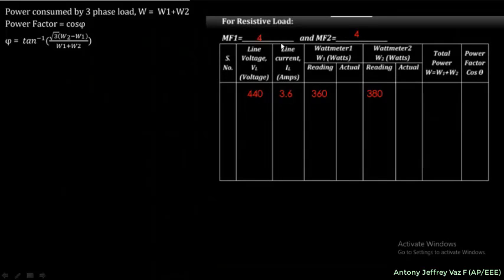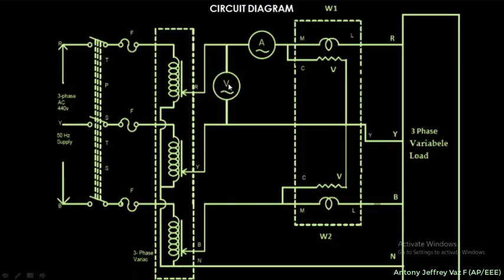Okay, this is the calculation procedures. I will tell you how to do the experiments. First, I will show how to calculate the readings. You need to measure the voltage, current, wattmeter 1, wattmeter 2. So there are four values you can measure from the experiment: voltmeter, ammeter, wattmeter 1 and wattmeter 2.